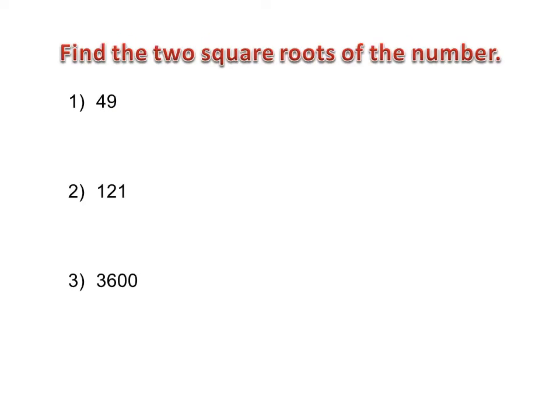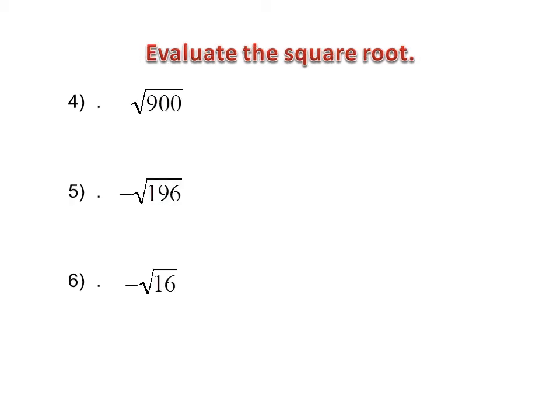Find 2 square roots of this number. Well, we know, because we wrote it down, that the square root of 49 is 7. But we also know that -7 times -7 will still give me 49. So each perfect square will have 2 roots, a positive and a negative. So evaluate these. The square root of 900, negative square root of 196, negative square root of 16. Are any of these perfect squares? If so, what are they?